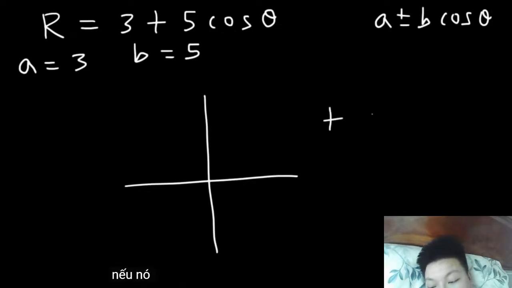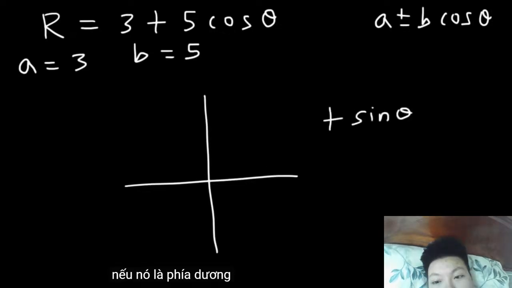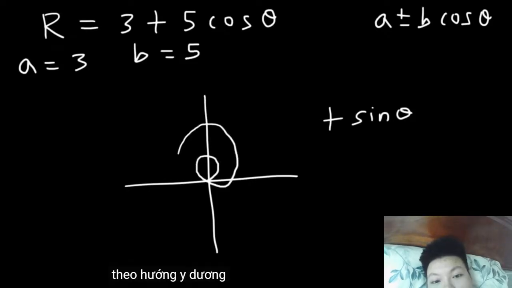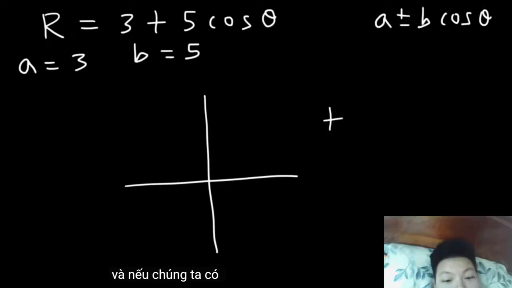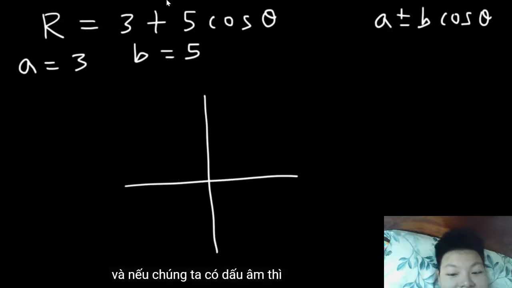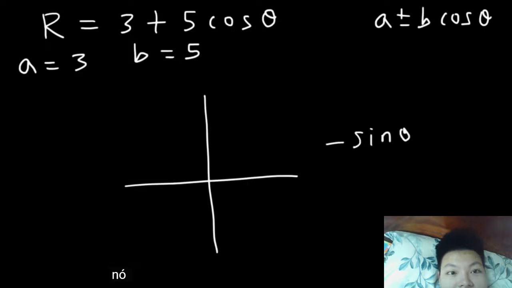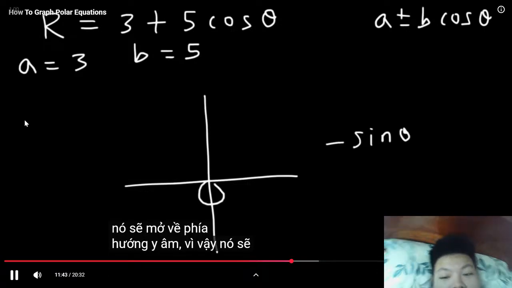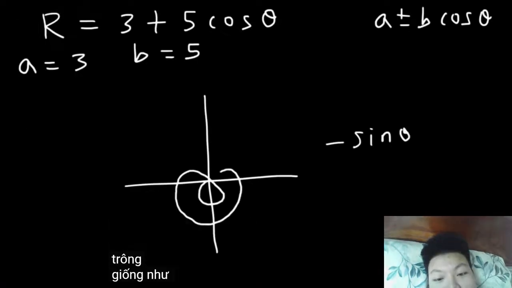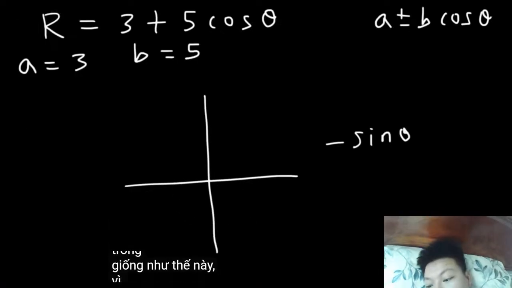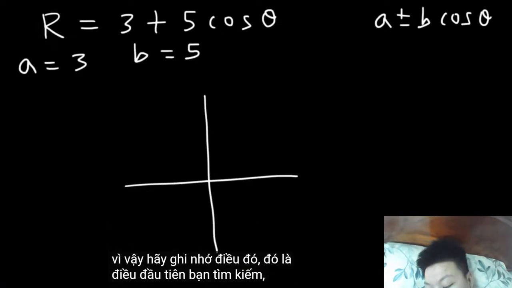If it's positive sine, then it's going to open in the positive y direction. And if we have negative sine, it's going to open towards the negative y direction. So it's going to look something like that. So just keep that in mind. That's the first thing that you look for.